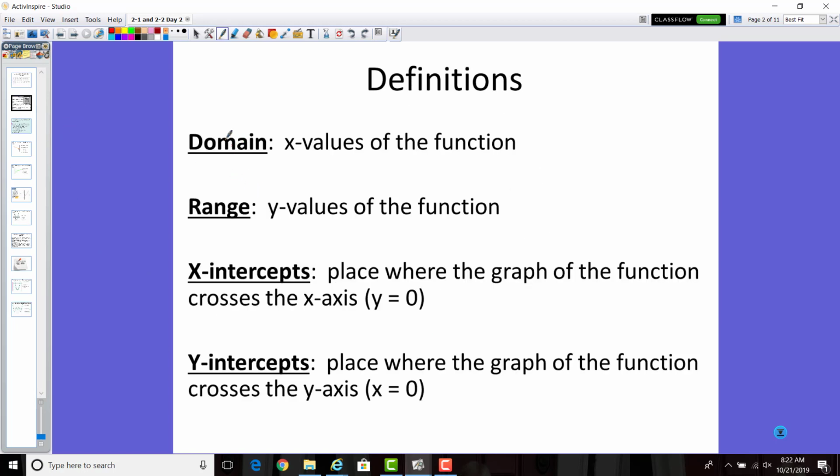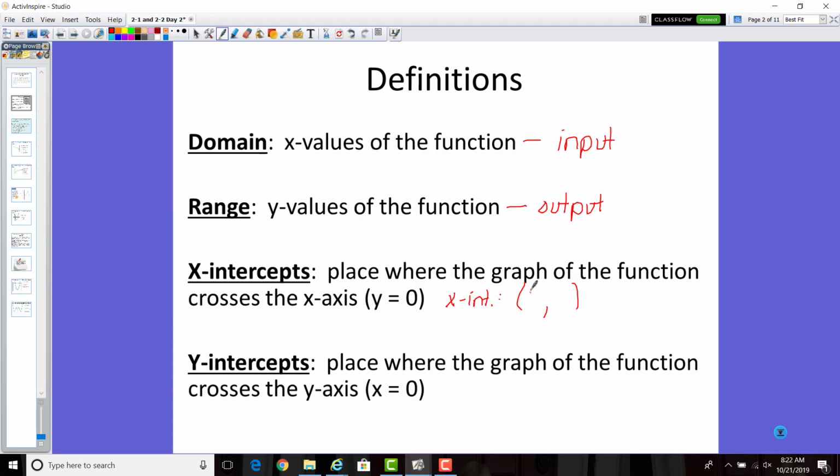Okay, so just as a review, we know that domain and range, domain are our x values, or we also call these our input values. Our range are our y values, or our outputs. So when we put an x value into the function, we get out a y value. Our x-intercept is a place where the graph crosses the x-axis. Now, an x-intercept is an ordered pair, right? Every point on the graph is an ordered pair.